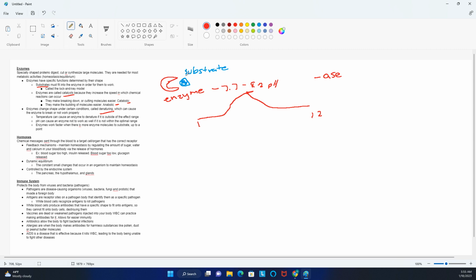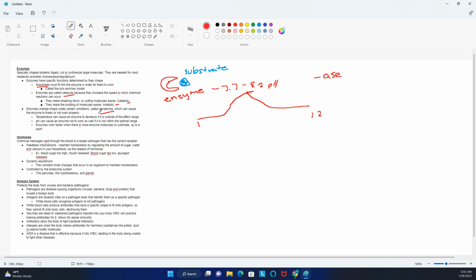So, substrate, enzyme, lock and key model. They're used to break or cut molecules. Anytime you see a molecule being cut or broken, it's going to be from an enzyme. If you see a molecule being built together, it's going to be from an enzyme. Don't care what that molecule is, it's always an enzyme. Okay, that's what enzymes are for.